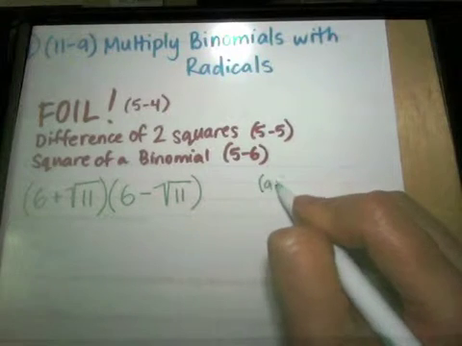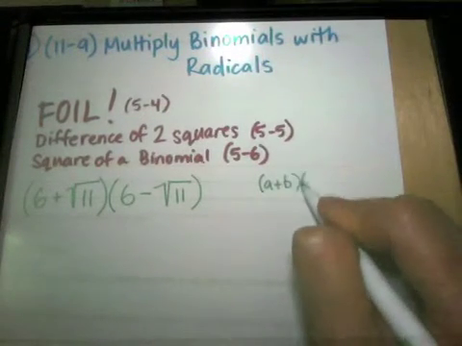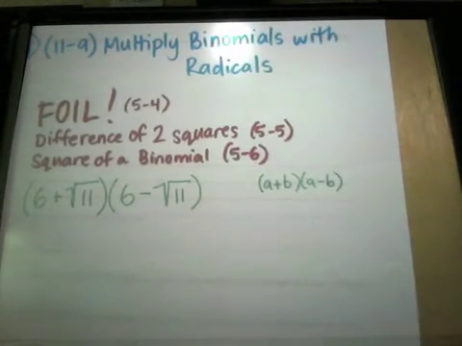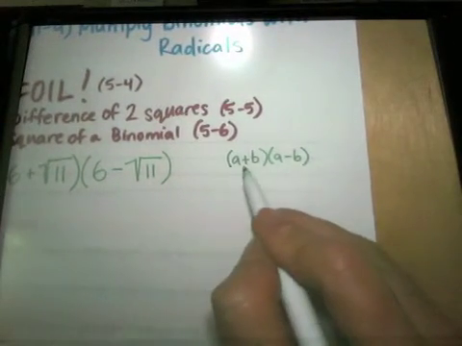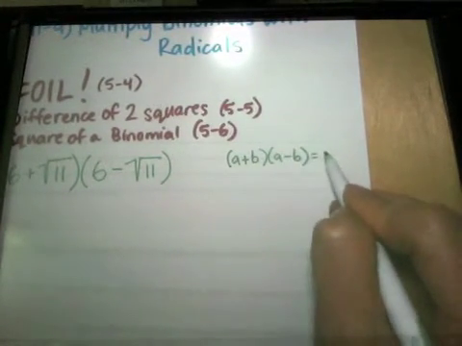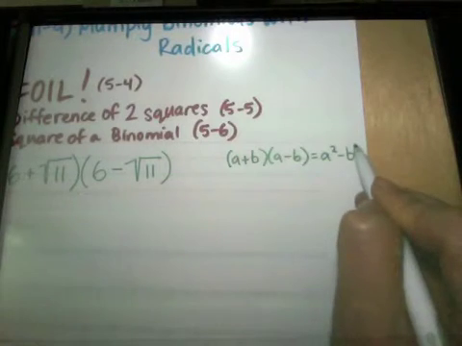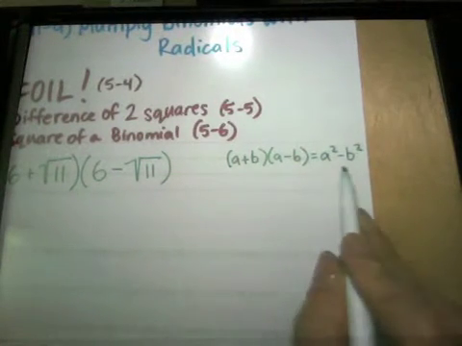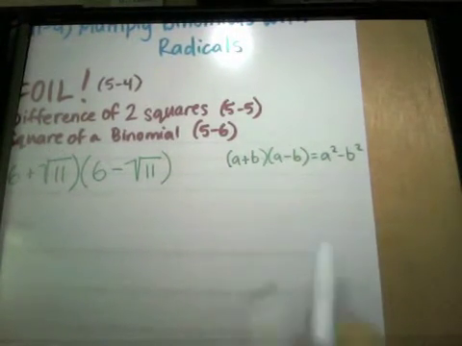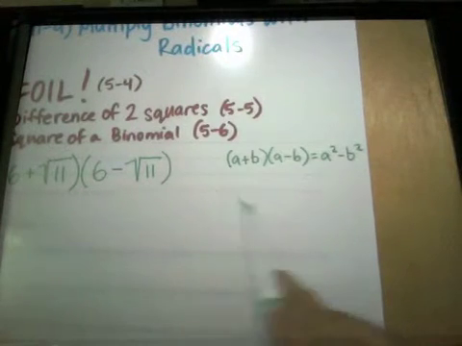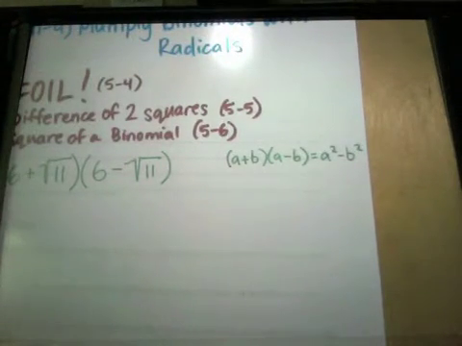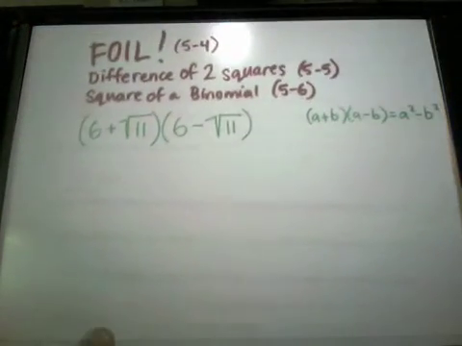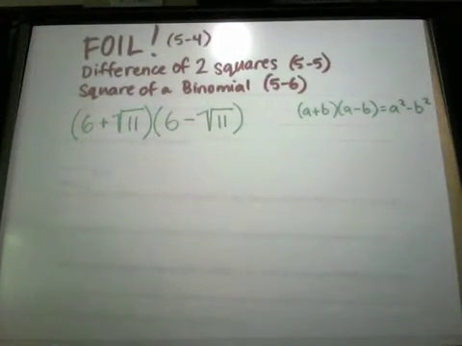But the pattern for difference of two perfect squares was that we had the exact same thing in parentheses, except one has a plus and one has a minus. And when we do that, it's going to end up being a squared minus b squared for our answer. Because if we were to do FOIL, outer and inner, they'd be the exact same but with opposite signs and they would cancel each other out. So I'm going to do this one using the special pattern.